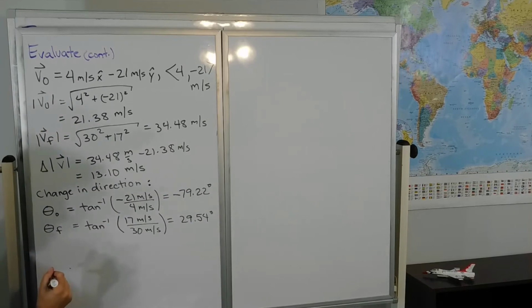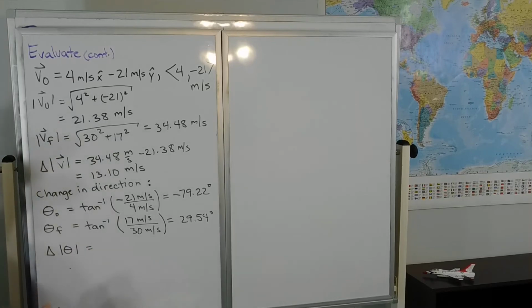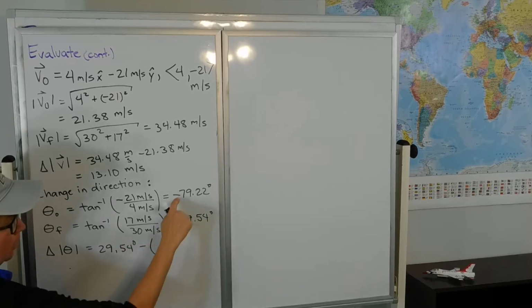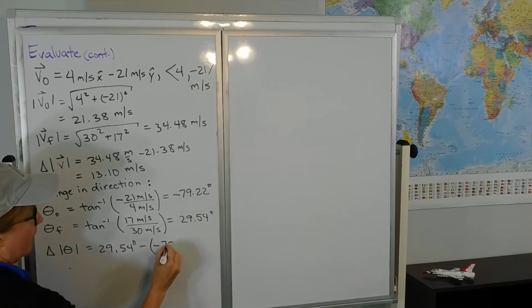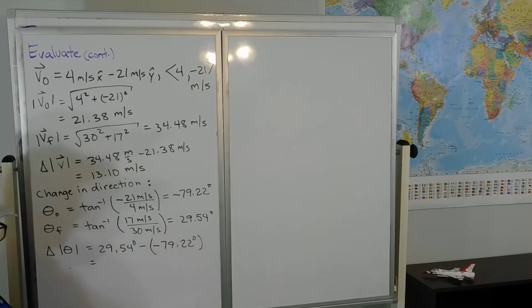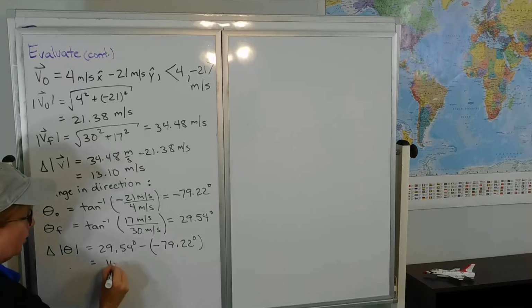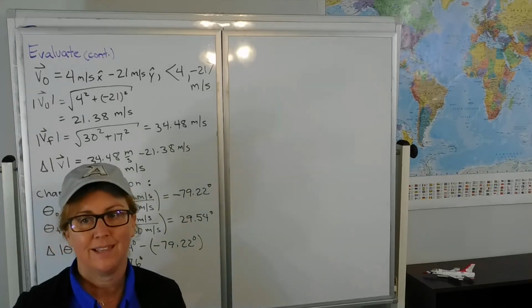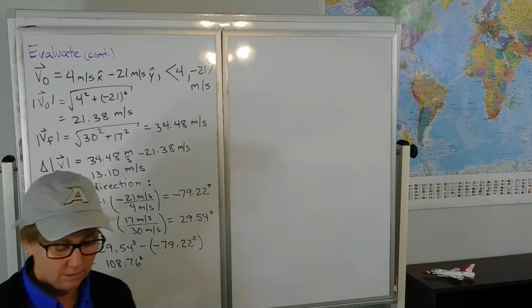So the change in the angle is the final angle, 29.54 degrees, minus the initial angle, which was a negative. We need to keep track of that, 79.22 degrees. And so our total change in angle is 108.76 degrees. So that's the change in direction. That's part C. Moving on to part D.